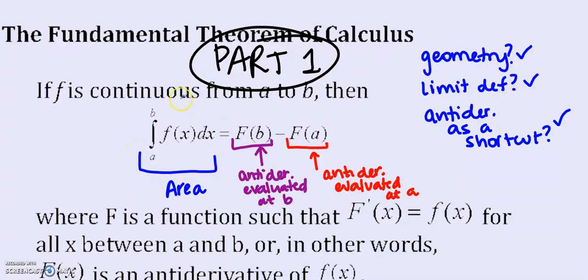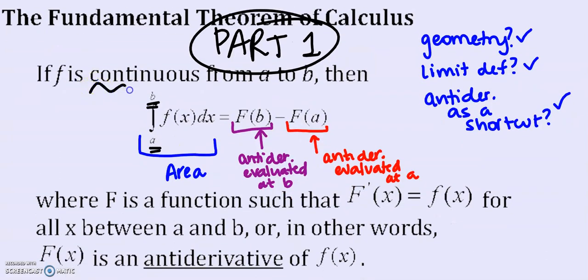So if I want the area under a curve, I could do that by using geometry. Great. The limit definition of the integral. Great. Now I also can use the antiderivative as a shortcut. So take the antiderivative, evaluate at the top bound, minus the antiderivative evaluated at the lower bound. And if you need to look back at your drawings for that, we had some good illustrations.